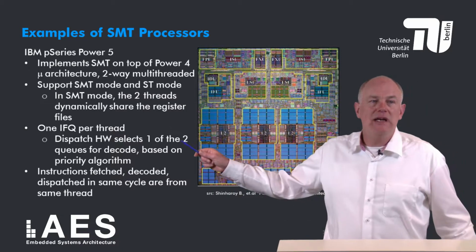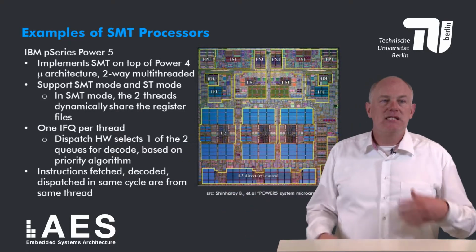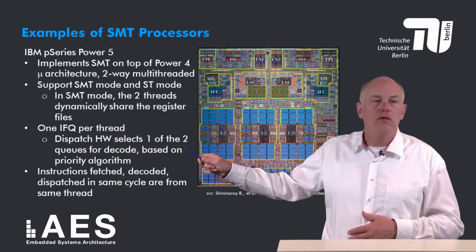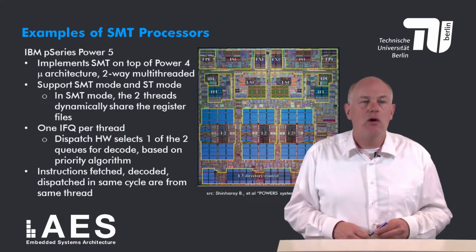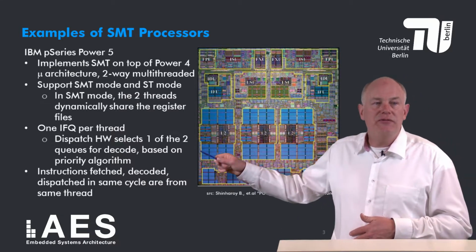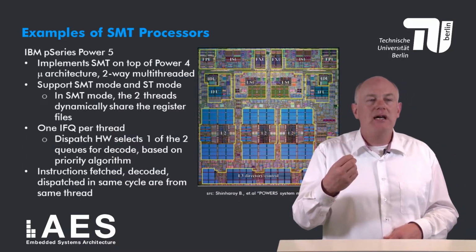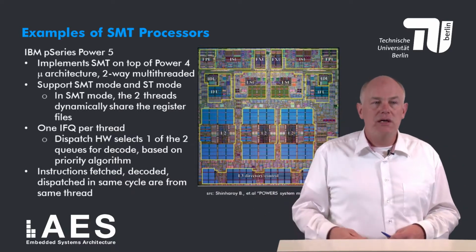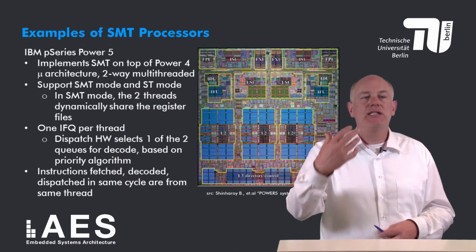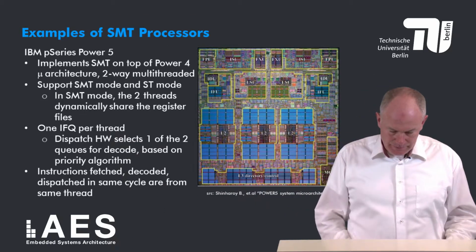Every thread has one instruction fetch queue, and the dispatch hardware selects in every cycle one of the two queues to decode from based on some priority algorithm. So the instructions fetched, decoded, and dispatched in one cycle are all from the same thread. Only the back end, the execution, is really simultaneously multi-threaded.